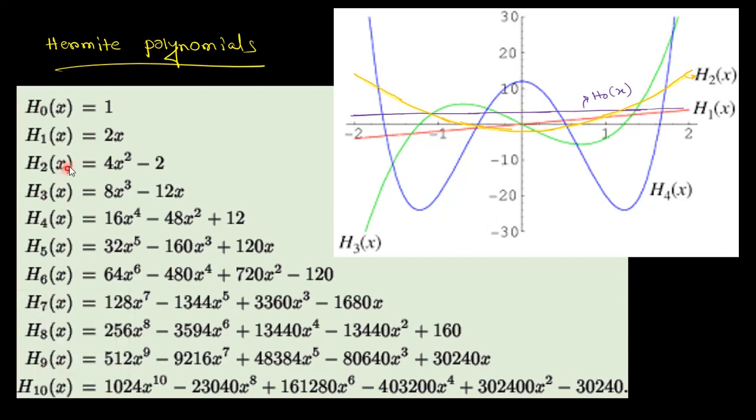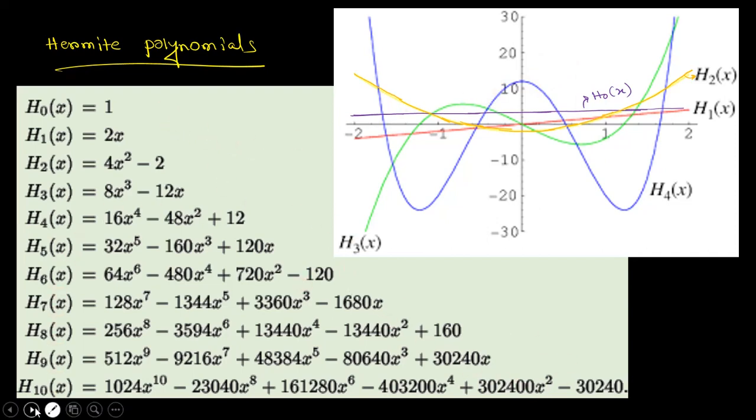These are the expressions you can see here, and the corresponding graph will be like that: H0(x) is a constant like that, H1(x) is a slope like that, H2(x) is parabolic, H3(x) is green color, H4(x) is blue color like that. Okay, I think it is clear how we can find this expression.